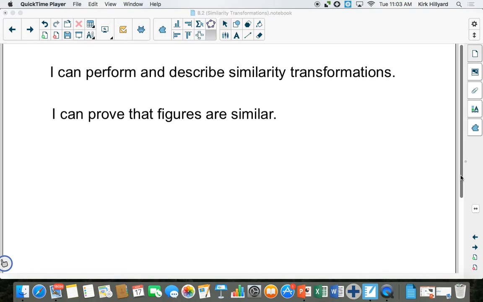Okay, this is 8.2 similarity transformations. When you finish, you're going to be able to perform a similarity transformation. You're also going to prove that shapes are similar after their transformation.